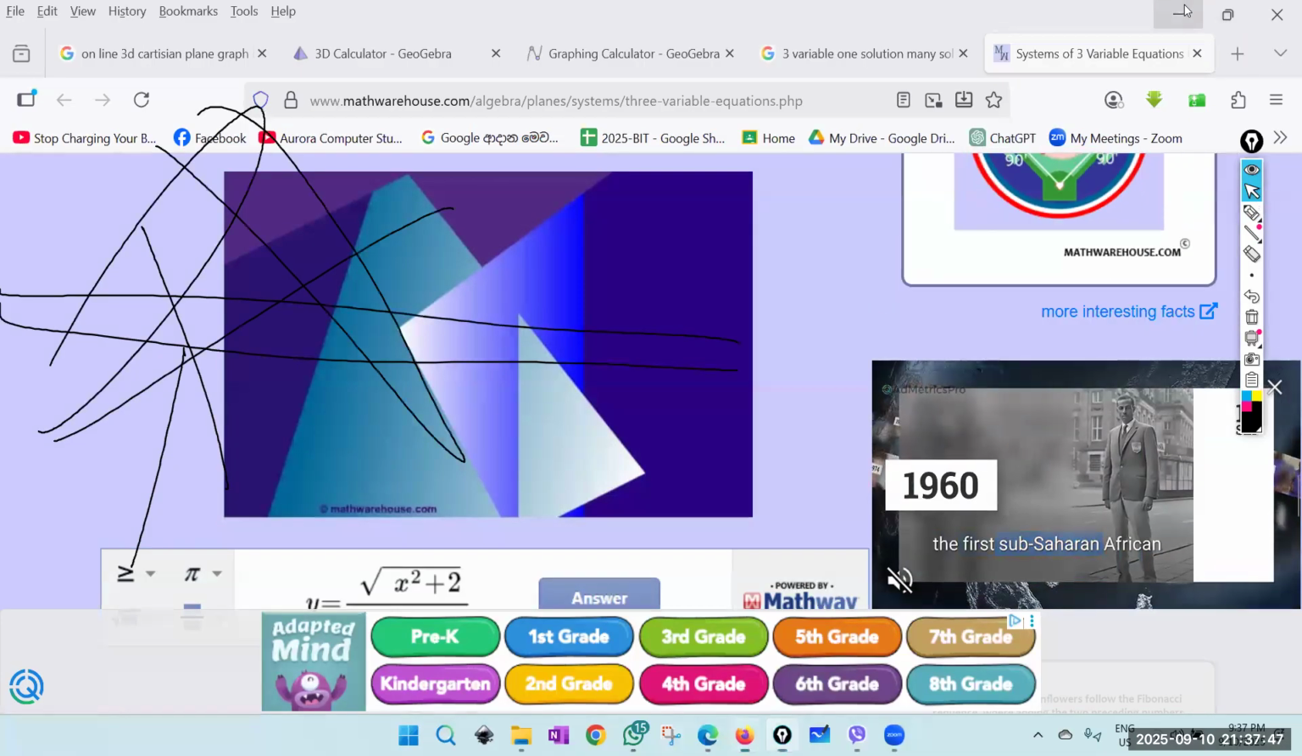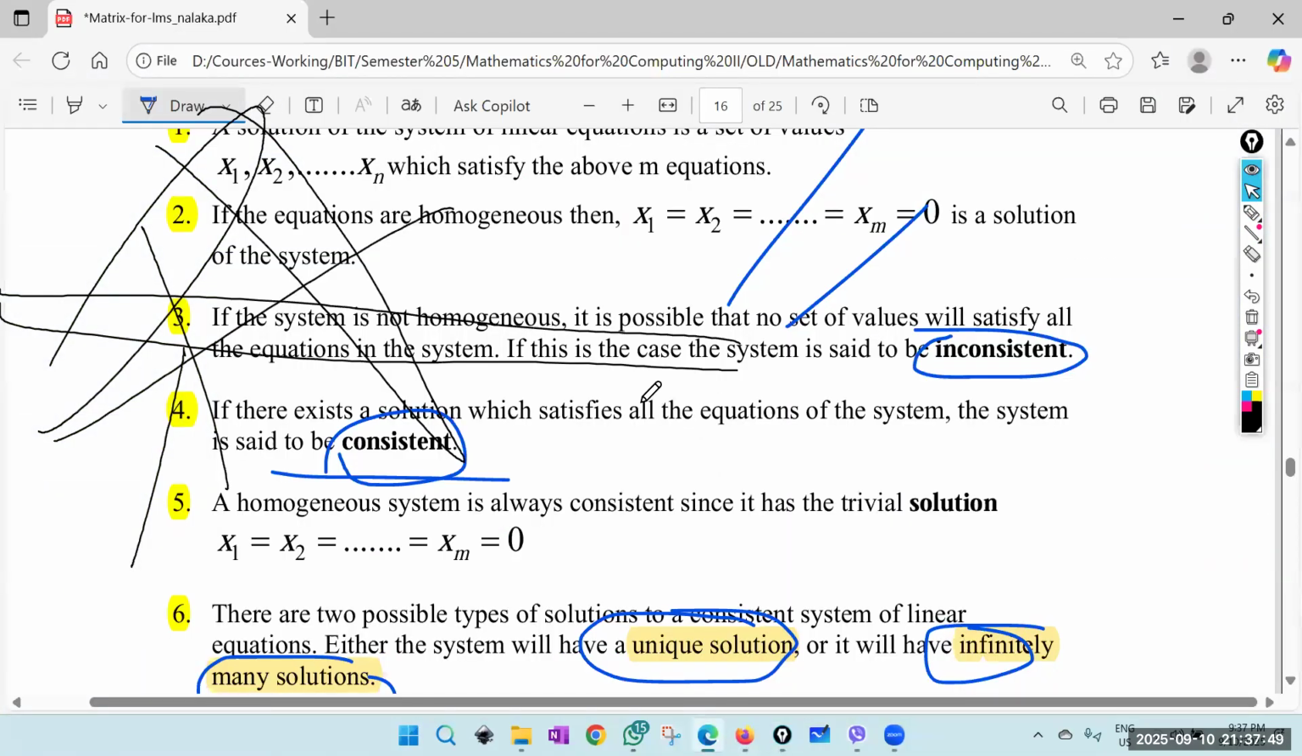So that is also no solution. No solution means inconsistent. Unique solution or infinitely many solutions means consistent. Okay.